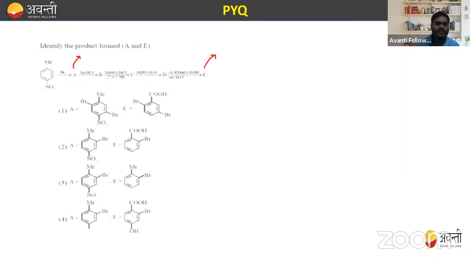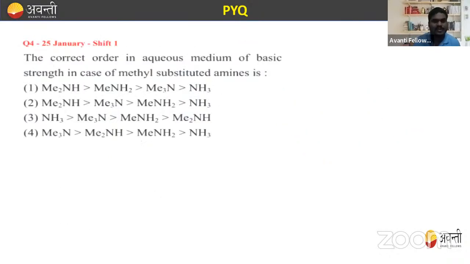So which one is the correct option, beta? That is option number 2. So this is absolutely the correct option for this question, right? Okay. So I hope it is clear to everyone? Yeah. Now, next move to the next question.